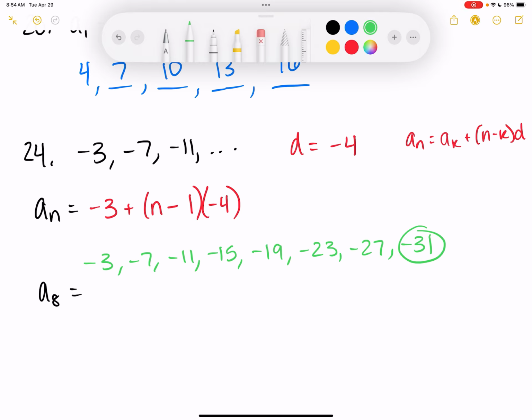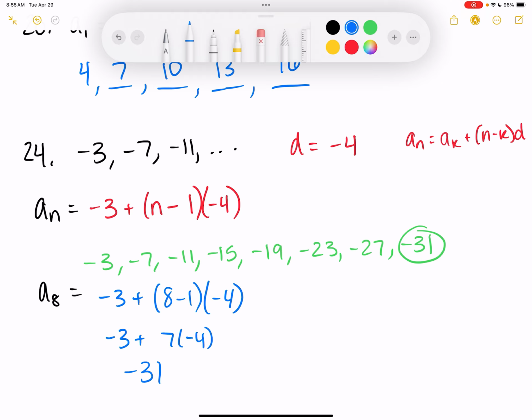But I can also use this formula that I wrote to find the 8th term. Okay, and so that would be -3 plus this number here goes for n, so 8 minus 1 times -4. And so this would be -3 plus 7 times -4. Well, -28 plus -3 is -31. And so you'll notice those are the same. So using the formula, I get the same thing as if I work it out by hand.